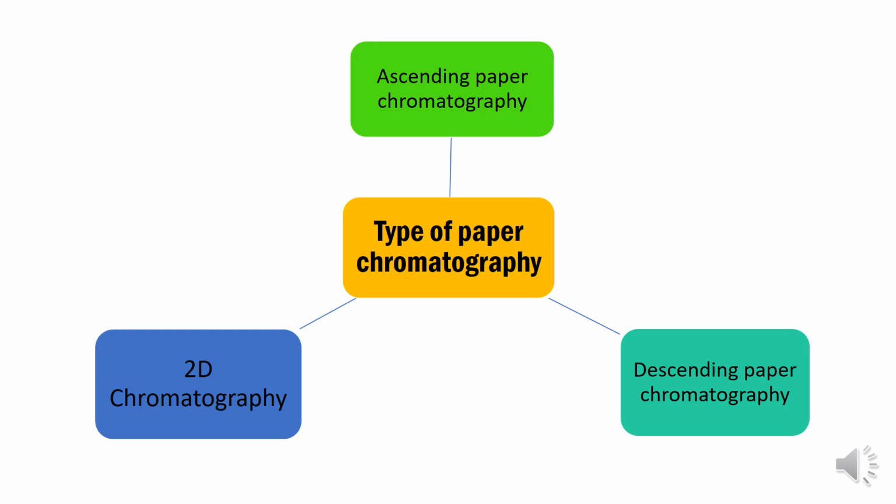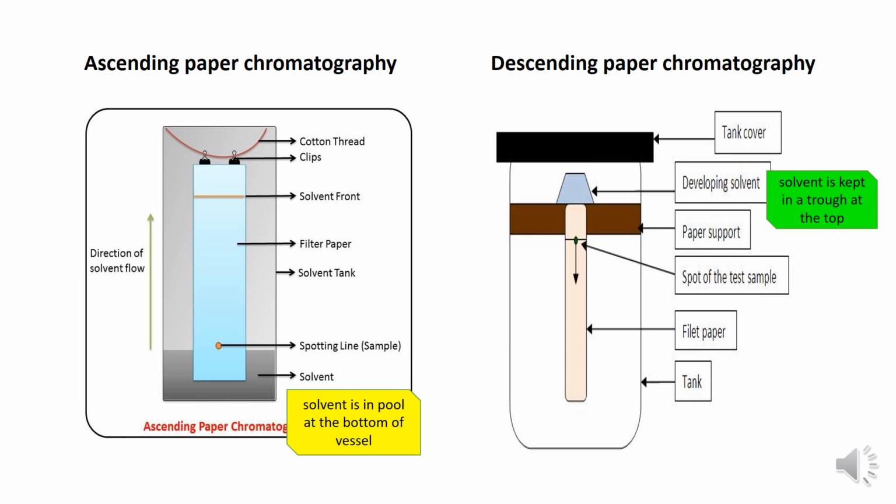There are three types of paper chromatography. The first one is ascending paper chromatography, then descending paper chromatography, and two-dimensional chromatography. All three consist of two phases, the stationary phase and the mobile phase. The differences between ascending and descending paper chromatography are the location where the solvent is stored and the direction in which the solvent flows.